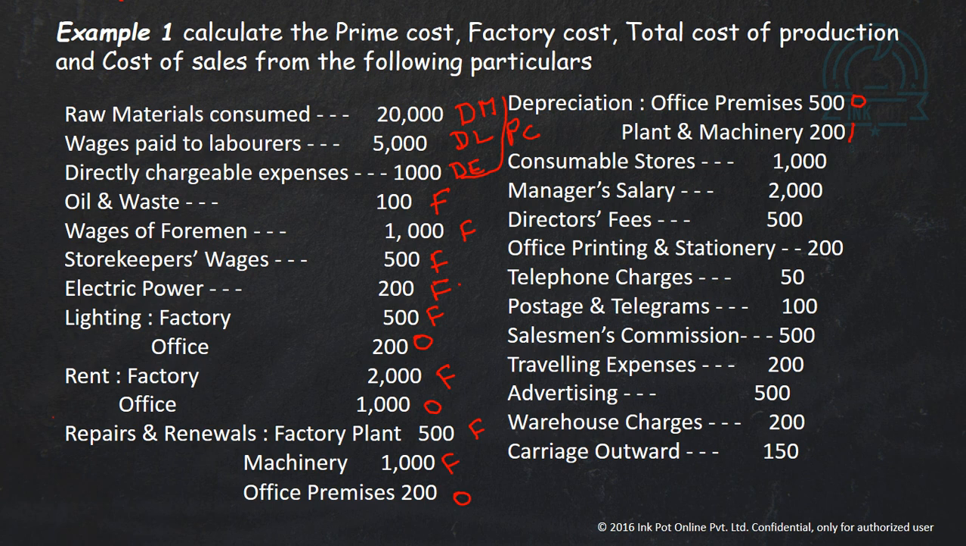Plant and machinery is in factory, so it is a factory overhead. Consumable stores is a term used for coal, fuel, lubricants. So it is available in factory, so it is a factory overhead.